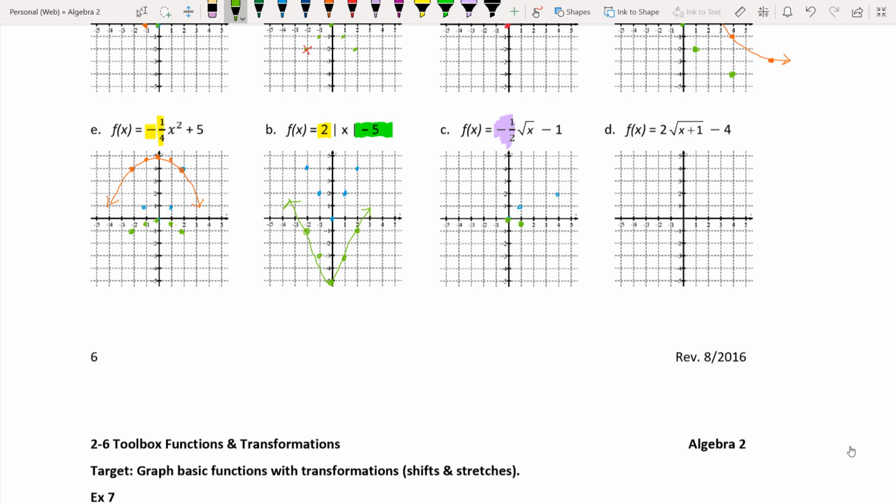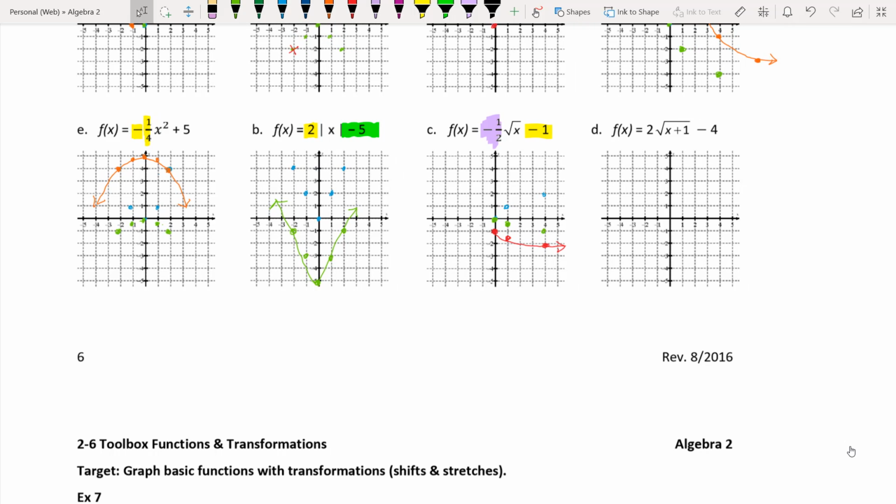I can take 4, 2, reflect it over to 4, -2, and cut the distance in half. Now, all I have to do is drop everything down 1 whole unit. So my vertex, my starting point, down 1. My next point, down 1. My next point, down 1. There's my final graph right there.